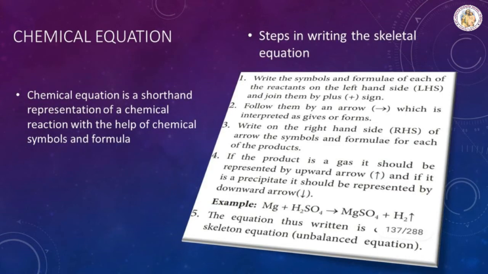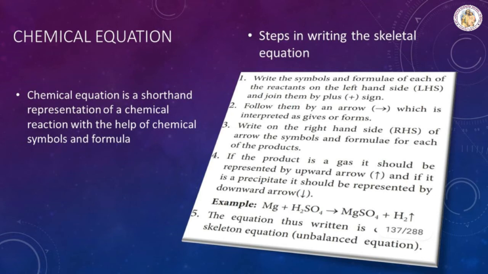Chemical equation. A chemical equation is a shorthand representation of a chemical reaction with the help of chemical symbols and formulae. Every chemical reaction has 2 components, reactants and products. Reactants are the substances that take part in a chemical reaction, and the products are the substances that are formed in a chemical reaction. So the steps in writing the skeletal equation.